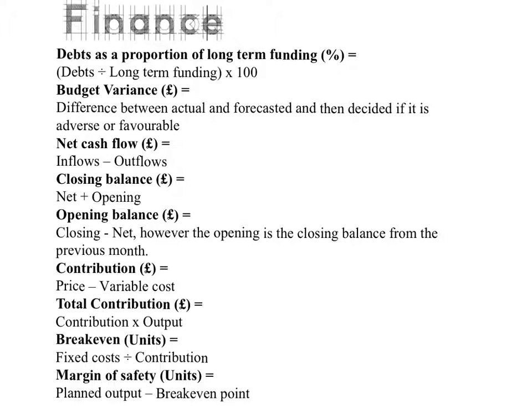Now with these formulas, your net cash flow you want it to be as high as possible. Your closing balance, obviously, you want it to be high. Your contribution, the higher the contribution, the easier it'll be to break even. And your break even units, you probably want it to be as low as possible in order to break even faster and generate a profit. And your margin of safety, again, it doesn't necessarily really matter. I suppose the higher it is, the more profit potential you've got.